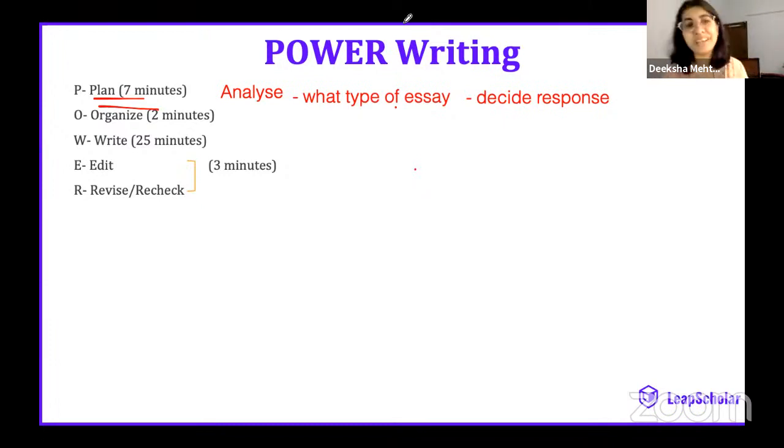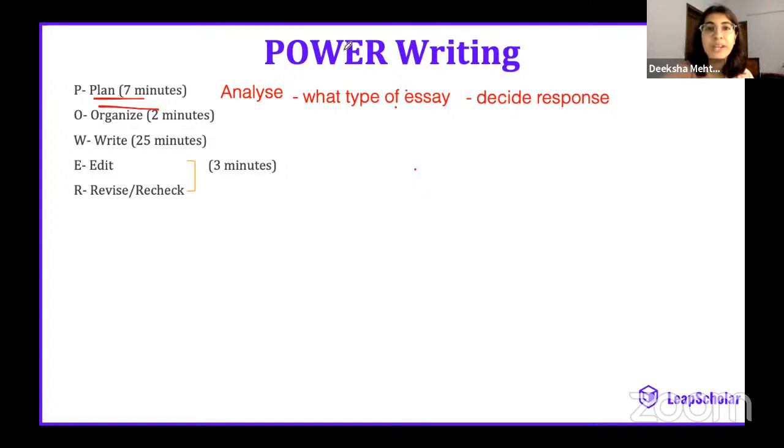Should I partially agree? Let's say, for example, if it's a problem solution essay, I will have to brainstorm in advance what solution I will propose for the problem before I start writing it. Because my solutions need to tackle the problem. So I'll have to brainstorm the solutions beforehand, right? So I'm deciding all of this. After I've decided my personal response, what am I going to do? I'm going to brainstorm ideas.